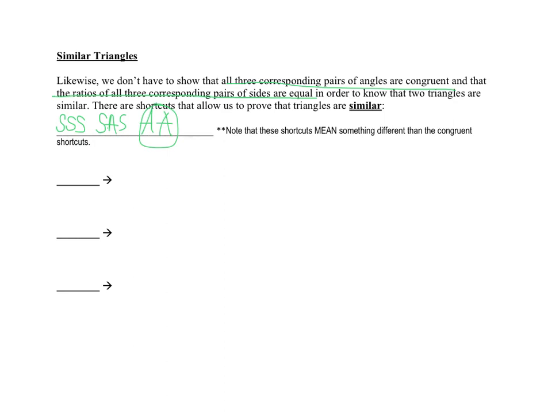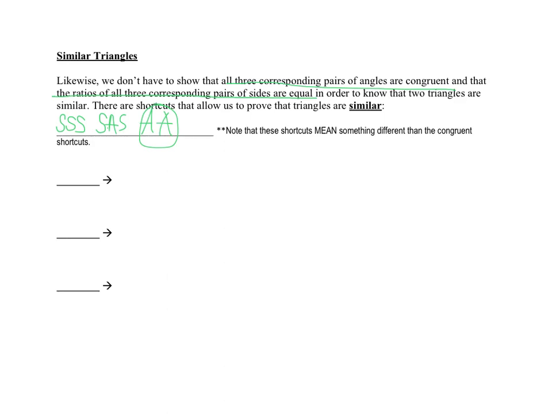If you know two angles of one triangle are congruent to two angles of another triangle, then that third angle has to be congruent because they have to add up to 180 degrees. So technically, if two angles are congruent, all three are, but we call it the AA shortcut because you only have to know two of them. You don't have to figure out that third one.